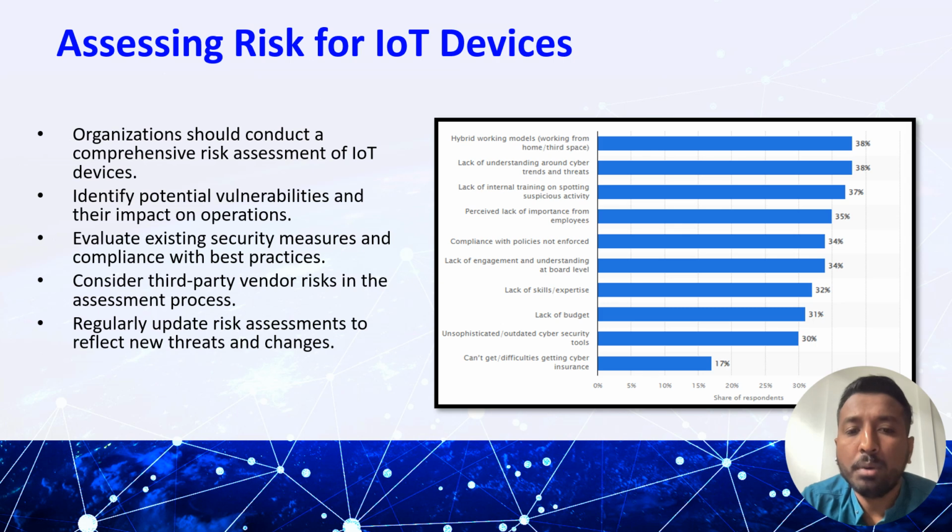In this slide, we are discussing assessing risk for IoT devices. To effectively manage IoT-related risk, organizations should conduct a comprehensive risk assessment of their IoT devices. This process involves identifying the potential vulnerabilities and understanding their potential impact on operations. It's also critical to evaluate the existing security measures and ensure compliance with best practices. Considering third-party vendor risk is another crucial element of the assessment process. Regularly updating this risk assessment will help the organization adapt to new threats and changes in their environments.